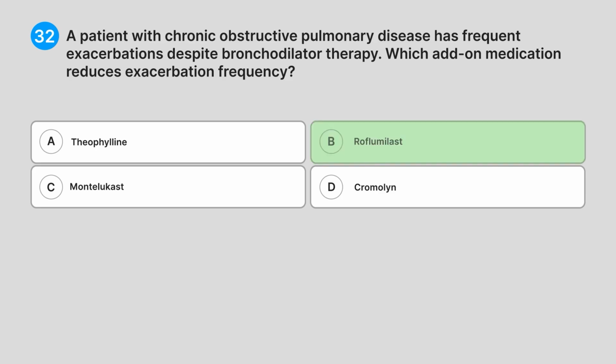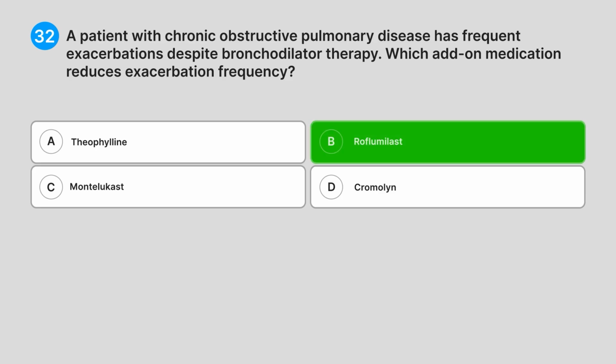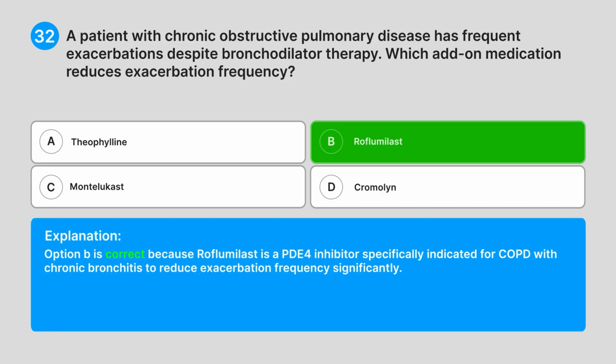Correct answer, B. Roflumilast. Explanation: option B is correct because roflumilast is a PDE4 inhibitor specifically indicated for COPD with chronic bronchitis to reduce exacerbation frequency significantly.